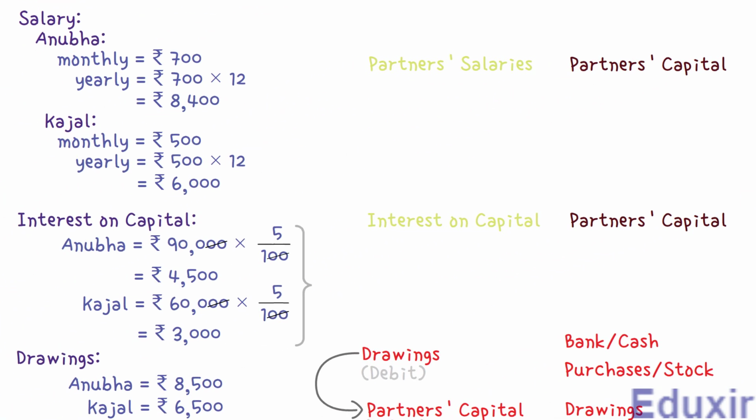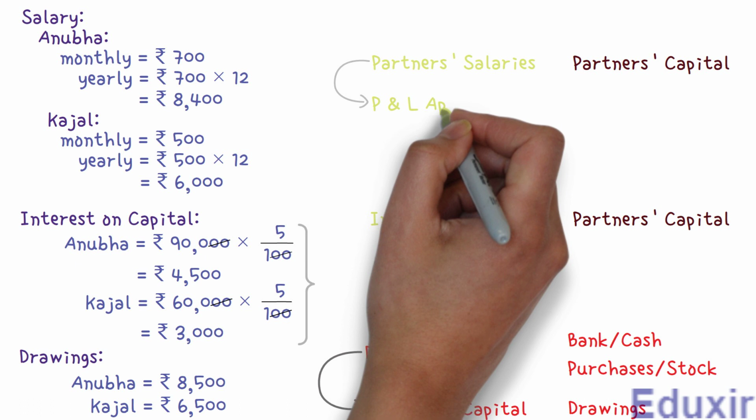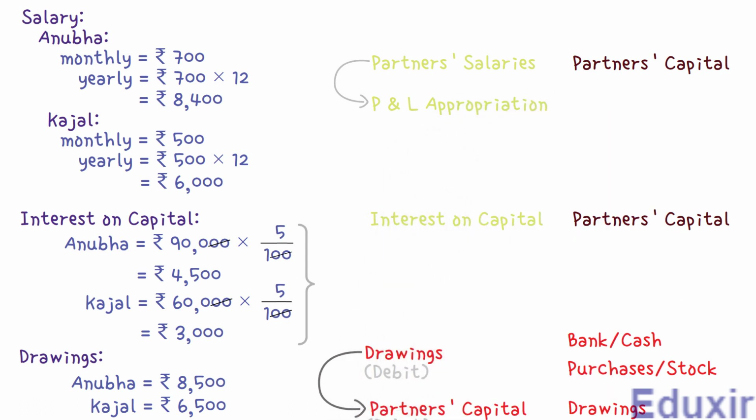The next step would be to transfer the partner's salaries from the partner's salaries account to the profit and loss appropriation account. See, we have not prepared the partner's salaries account as it is not in the scope of this problem. But that doesn't mean that the partner's salaries account does not exist. It will still be there. It is just that we didn't prepare it as it is not in the scope of this problem.